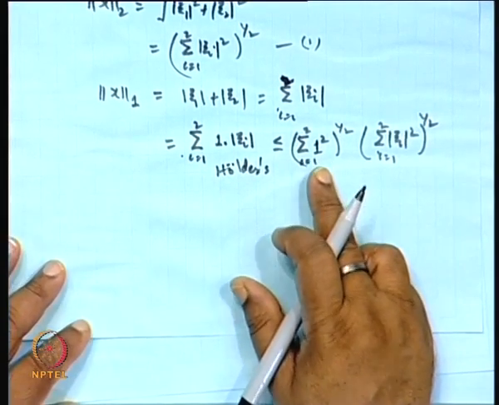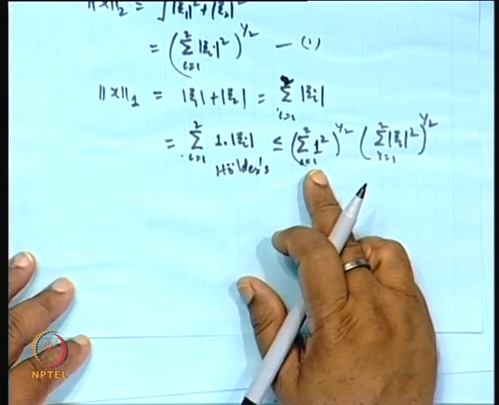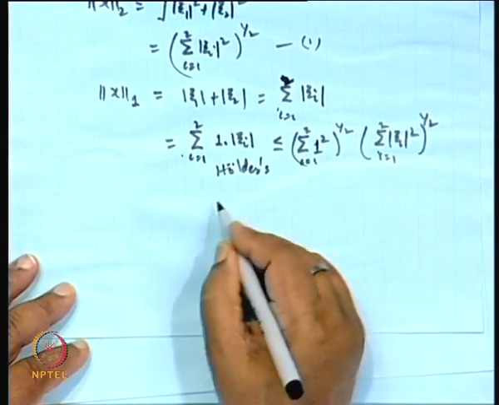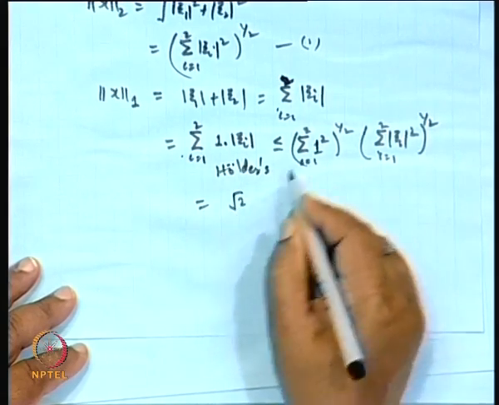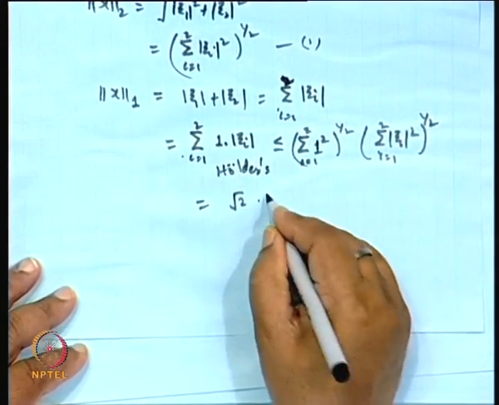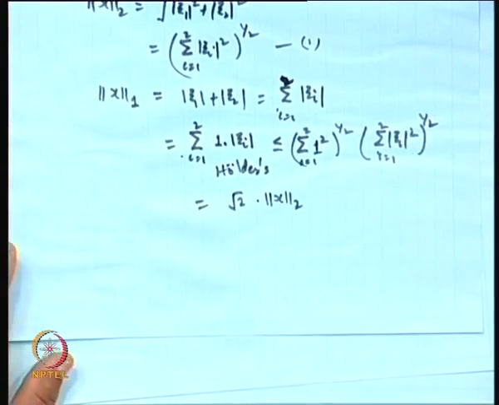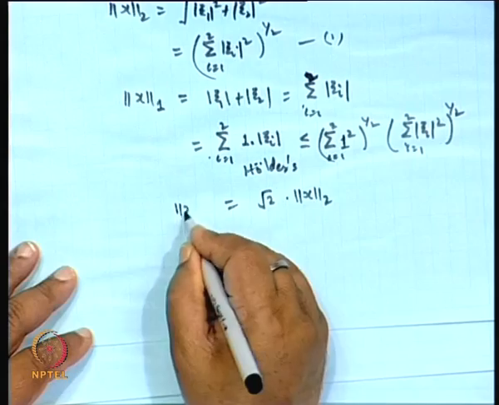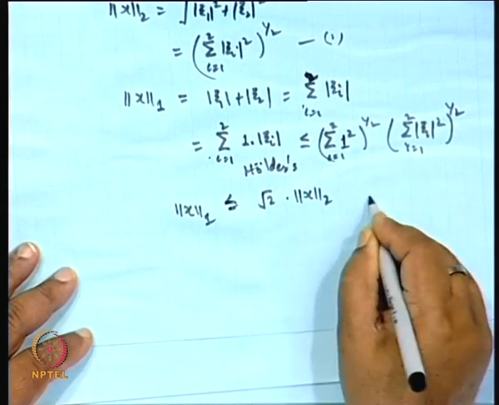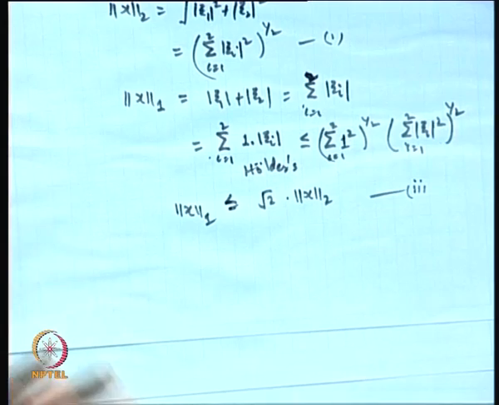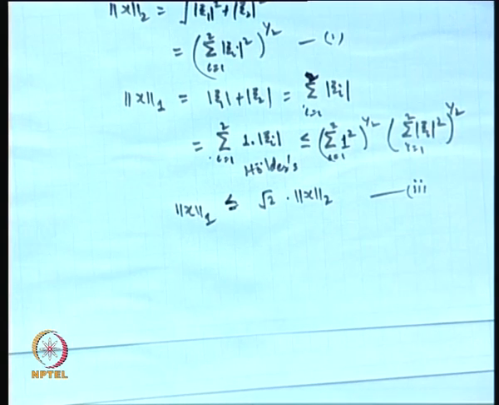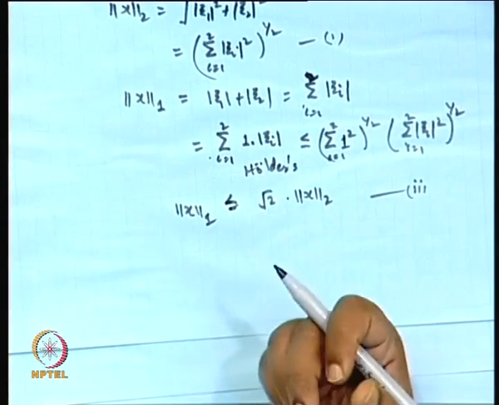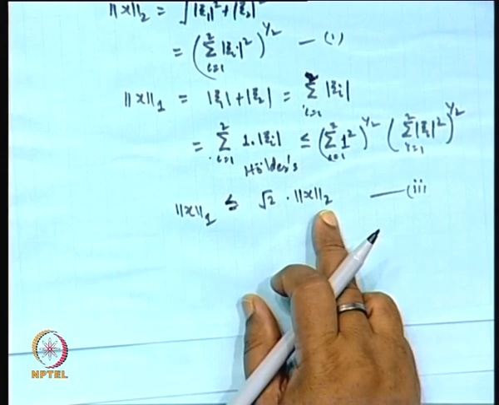Now, what is sigma 1 squared? 1 squared is 1, so it is basically 1 plus 1, which is 2. So basically this is coming to be root 2 times norm of x 2. So what we conclude is that norm of x 1 is less than or equal to root 2 times norm of x 2. Is it okay? Clear? So a constant beta can be obtained here, and norm of x 1 is lying within this bound.